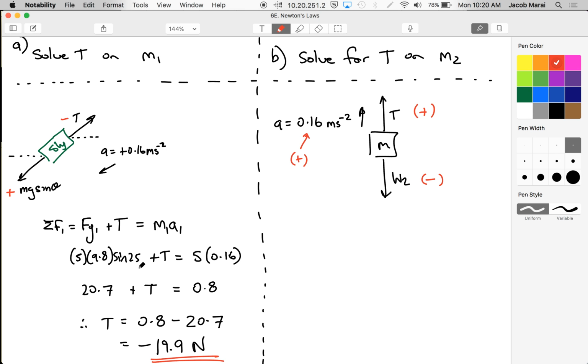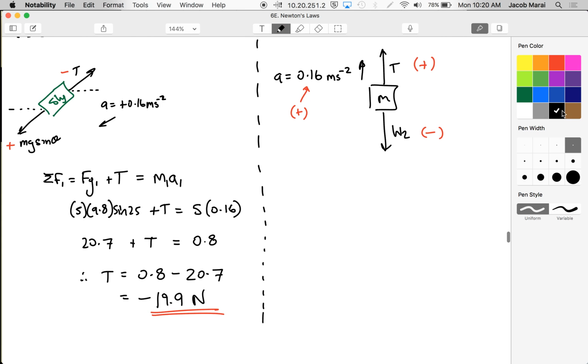So again, you've got to really treat it as a completely new scenario because our directions are changing depending on what object we're looking at. So I make my Newton's second law statement that the sum of all forces acting on cart number 2 is weight plus tension, and that causes mass times acceleration. So I can now write that my negative 19.6 plus T equals 2 by 0.16.